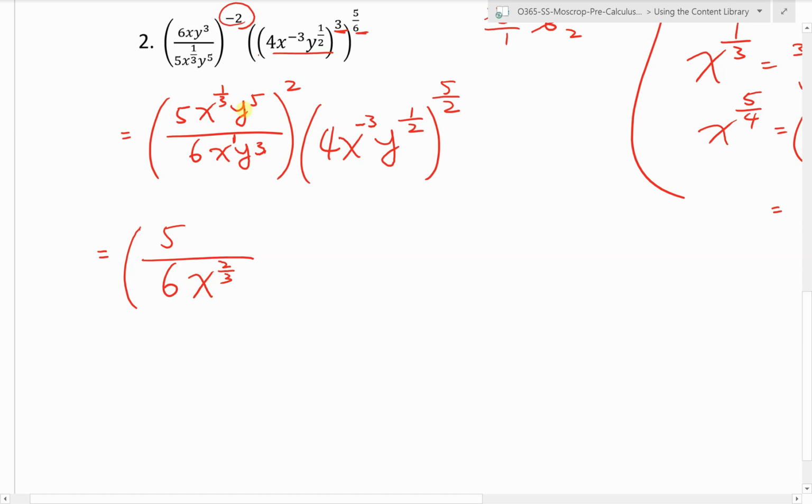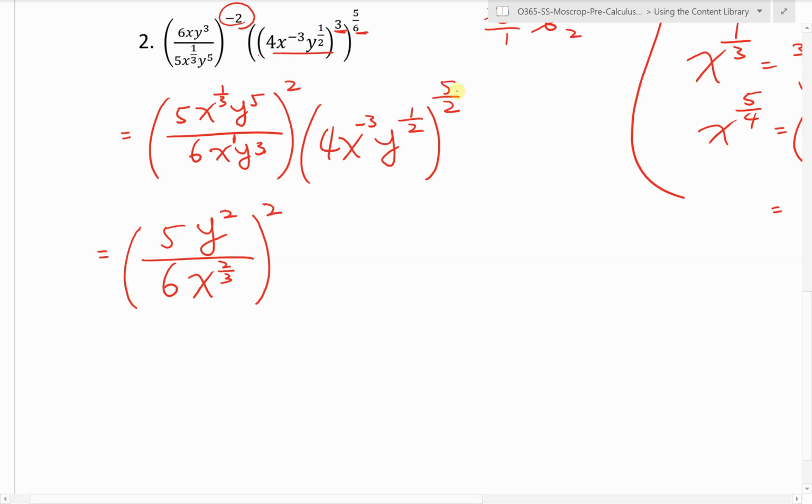And then we have y as the base here. That's exponent of 5. That's exponent of 3. 5 is bigger, so I'm going to subtract from the numerator. 5 minus 3 is a 2. Square remains as a square. Okay, moving on to this second set of brackets.